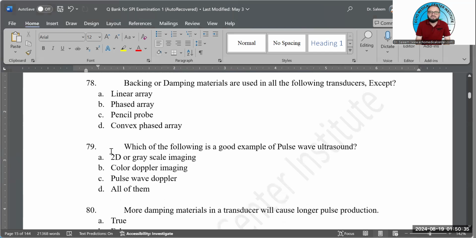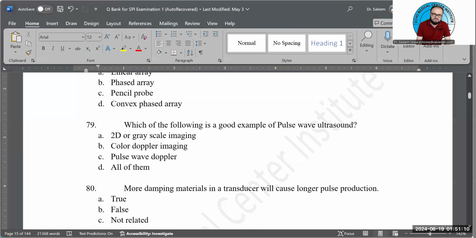Next question. Which of the following is a good example of pulse wave ultrasound? This question and the previous question are almost explaining the same concept, but of course with different answers. 2D or grayscale imaging, color Doppler imaging, pulse wave Doppler imaging, or all of the above. Very simple, clear, straightforward question. Yes, all of the above. All of these are the result of pulse wave ultrasound. Correct. Let's do the last question, but not the least.